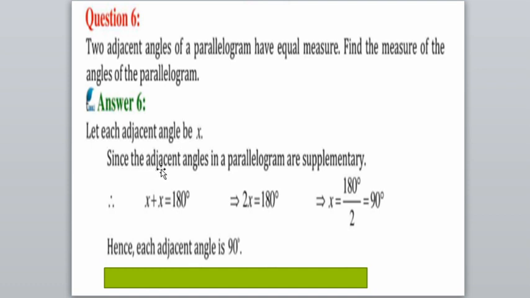Since the adjacent angles in a parallelogram are supplementary, therefore the two adjacent angles, x and the second also x, so that is x plus x equals 180 degrees. x plus x is 2x, which is equal to 180 degrees. Then we will transfer this 2 to the other side in the form of division. So that is x equals 180 degrees divided by 2, that equals 90 degrees. So here we got the value of x as 90 degrees, hence each angle is 90 degrees.